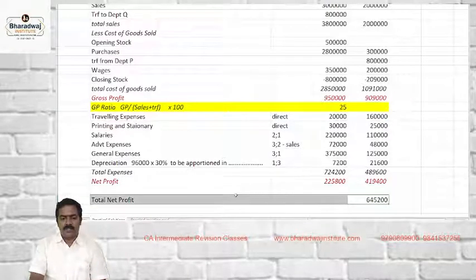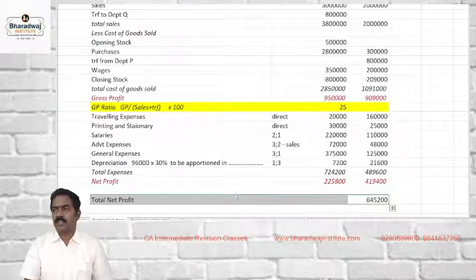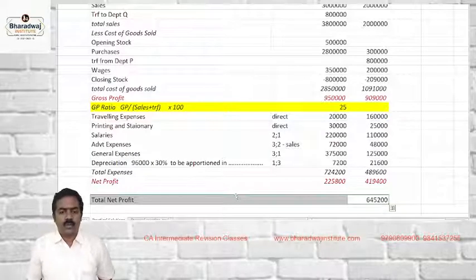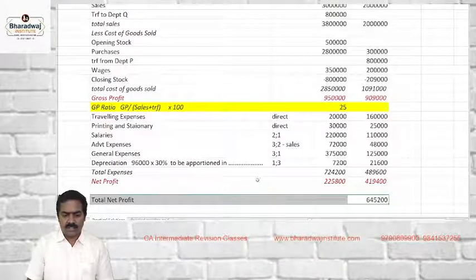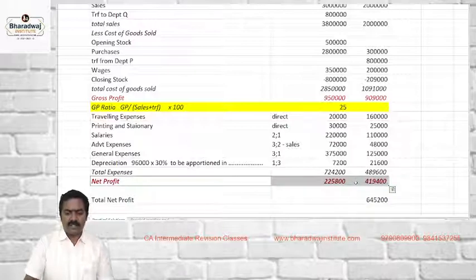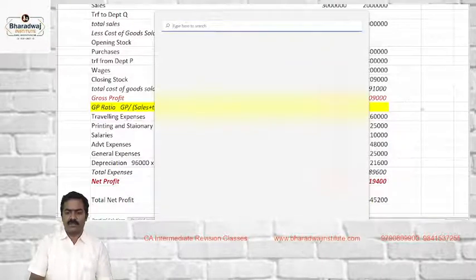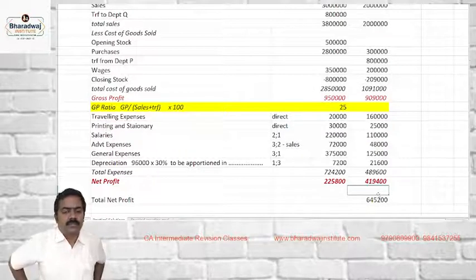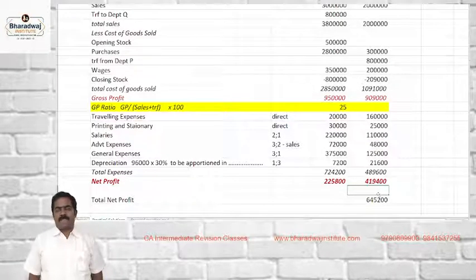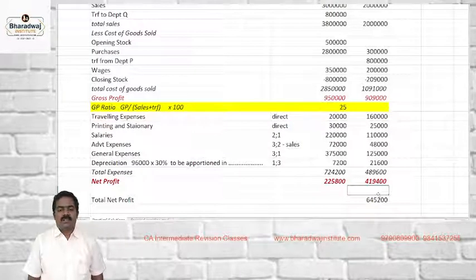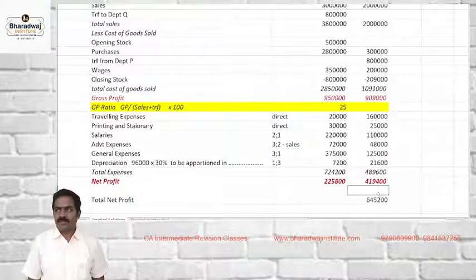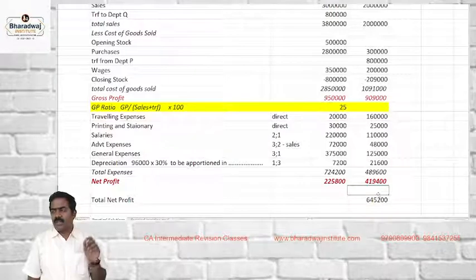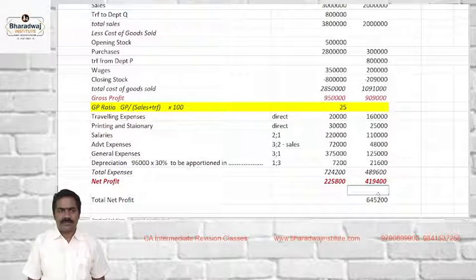What is the total net profit? 6 lakhs 54,200. Add both the net profits, you get 6 lakhs 54,200. Do they tell you about the closing stock, the transferred stock held? Do they tell you about the transferred stock held? No.